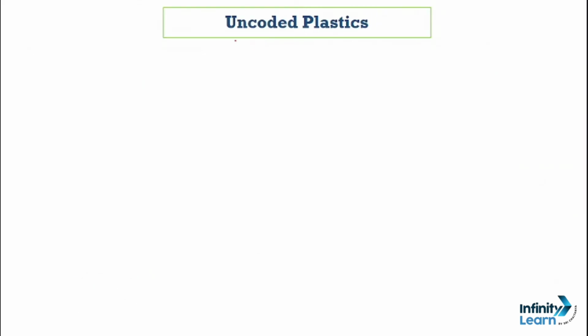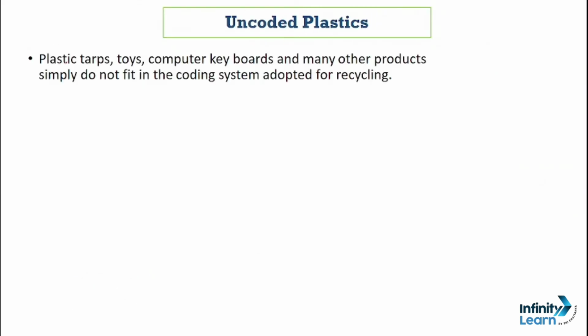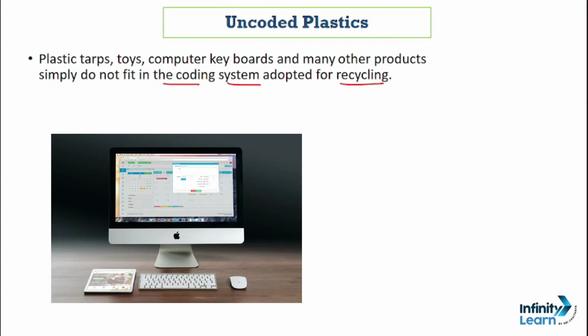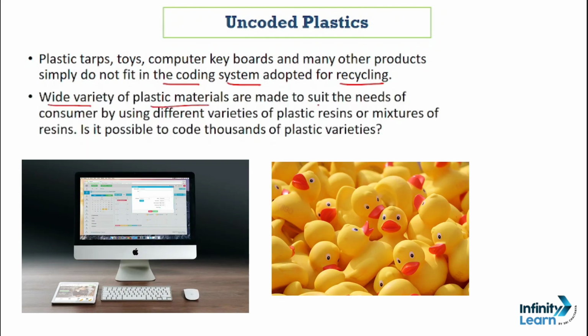At the last, let's see what uncoded plastics are. Plastics such as toys, computer keyboards, and many other products simply do not fit in the coding system adopted for recycling. As we have just covered the coding system, and we have seen there are mainly seven types of codes which guide us about the different types of plastic that we use in our day-to-day life, there are many more products made from plastics that simply do not fit in this process of recycling. There is a wide variety of plastic materials made to suit the needs of consumers by using different varieties of plastic resins or mixtures.